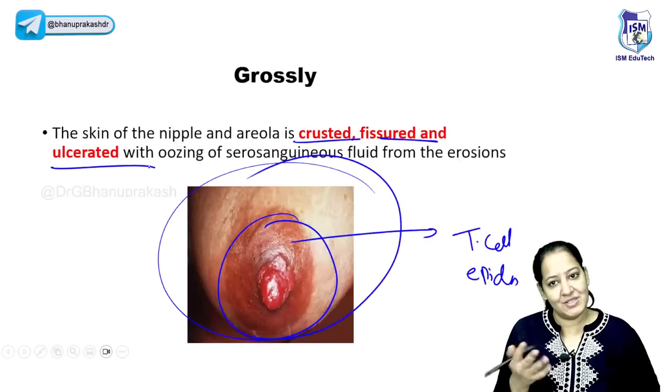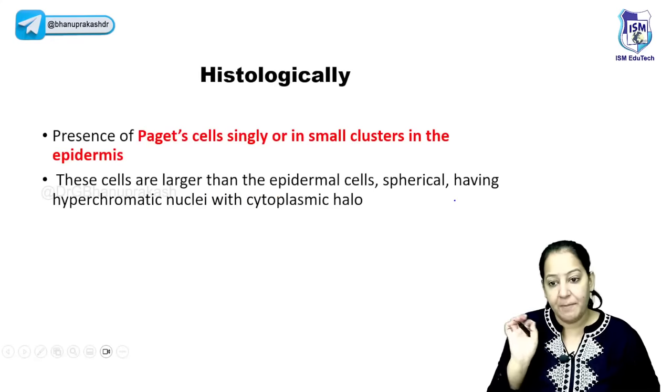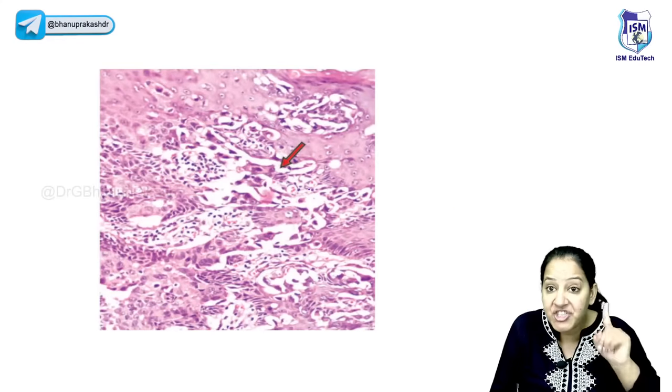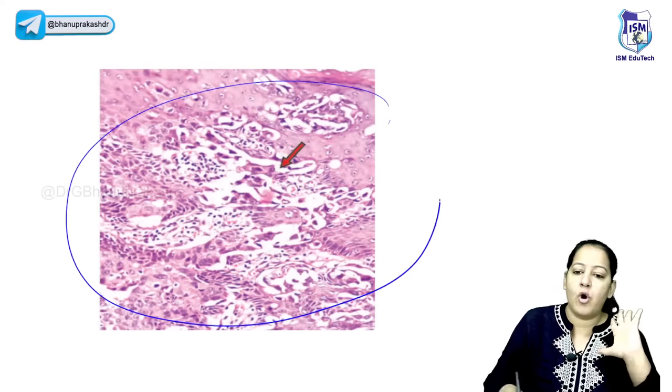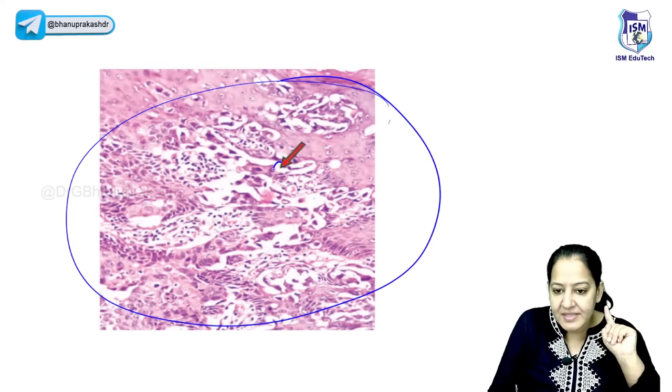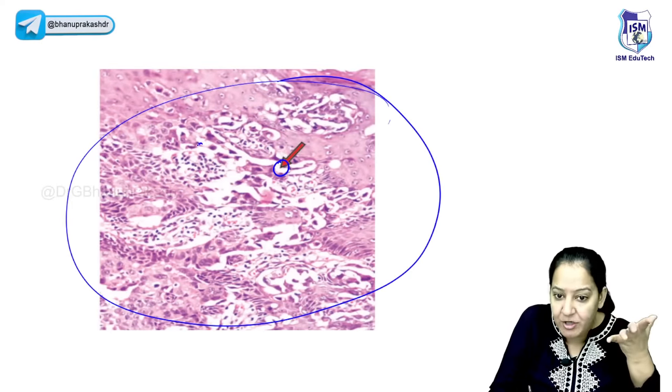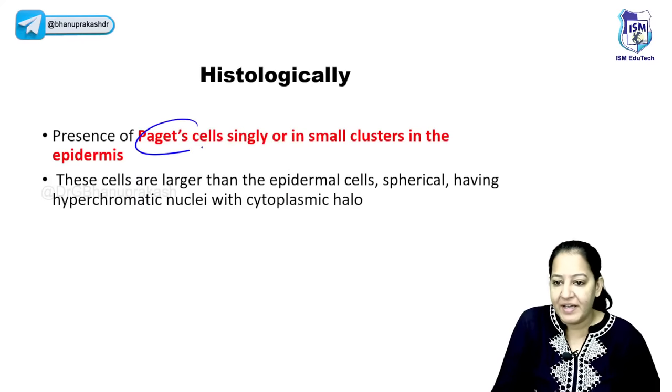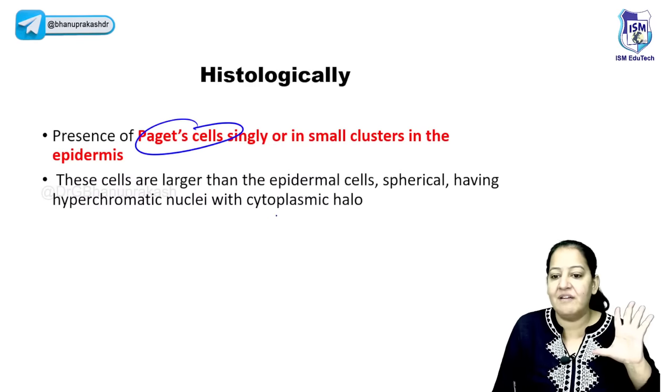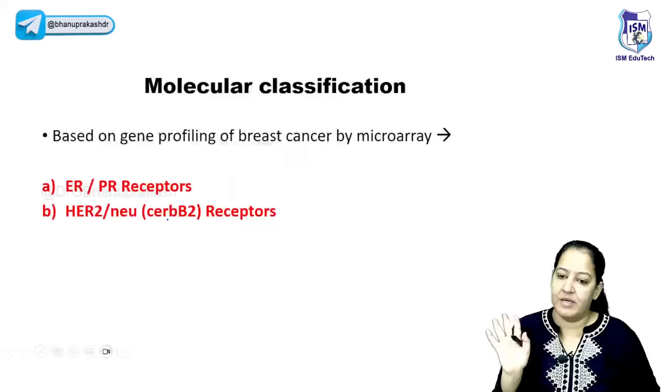This is the gross. Histologically, you have to take a biopsy. In the biopsy, the hallmark is that you get Paget cells in the epidermis. You can see this is all epidermis. In the epidermis, these are the tumor cells. You can see big tumor cells with clear cytoplasm. Paget cells are big cells with a cytoplasmic halo. Clear cytoplasm, you can see.